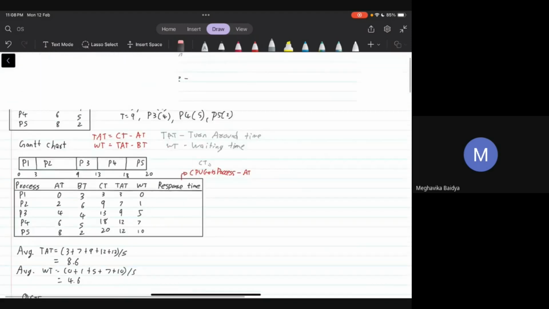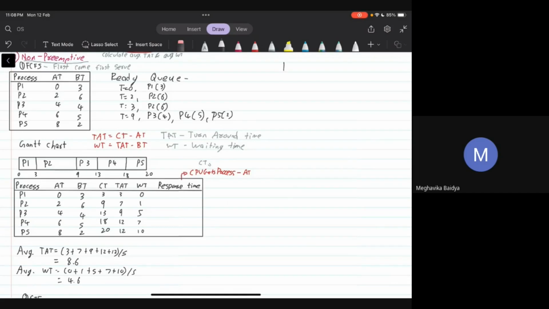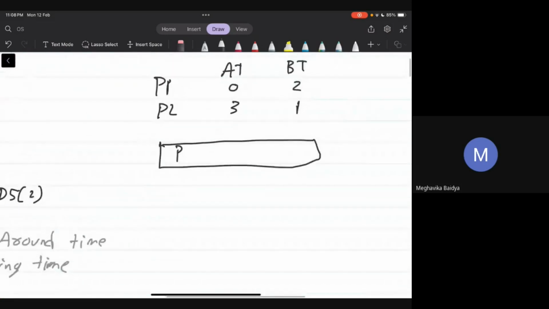When do you get idle time? Suppose I'll just draw it here. Suppose you have P1 coming at arrival time 0 and burst time of 2, and P2 comes at arrival time 3 with a burst time of 1. If you draw the Gantt chart, write P1 here, 0, 1, 2. But P2 only comes at the third second. So 2 to 3 it's idle. Then P2 runs 3 to 4. So this one is idle, the CPU is idle.